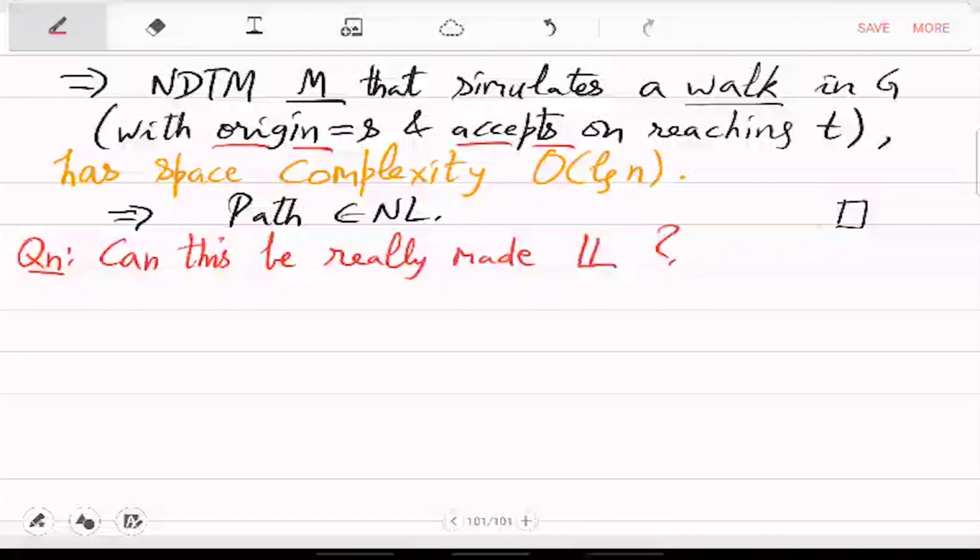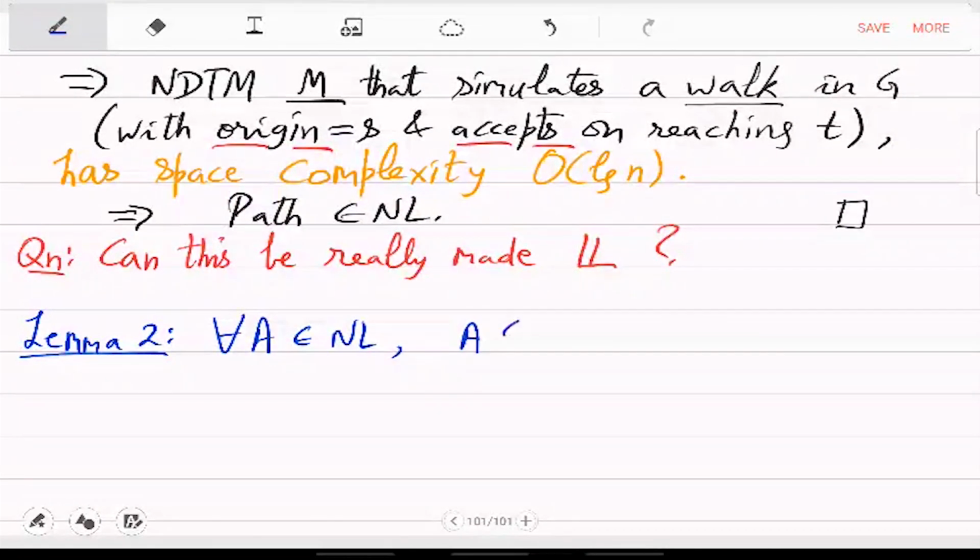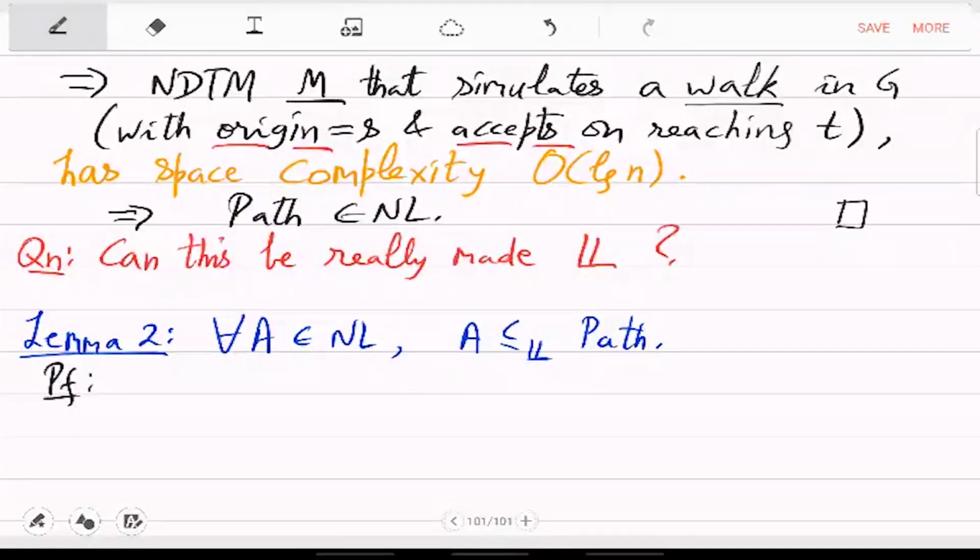So is this possible? Keeping this motivation in mind, we will show that this question really depends on the NL equal to L question. So we show that for every language A in NL, A reduces to path. So path is NL complete. If you can solve path in log space, then you can solve NL in L. NL will become equal to L. So depending on whether or not you believe in a log space algorithm for directed reachability, you also have to believe NL equal to L or not. So how do we do this reduction?